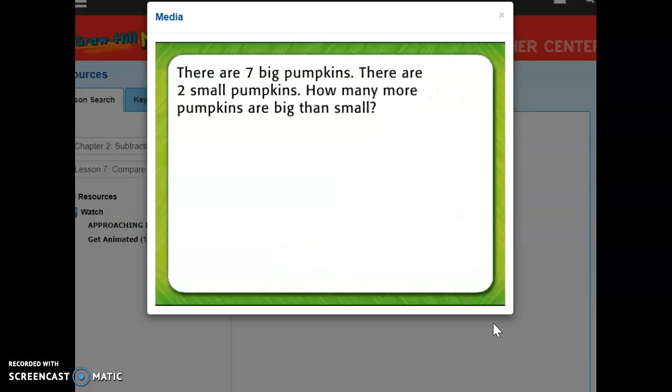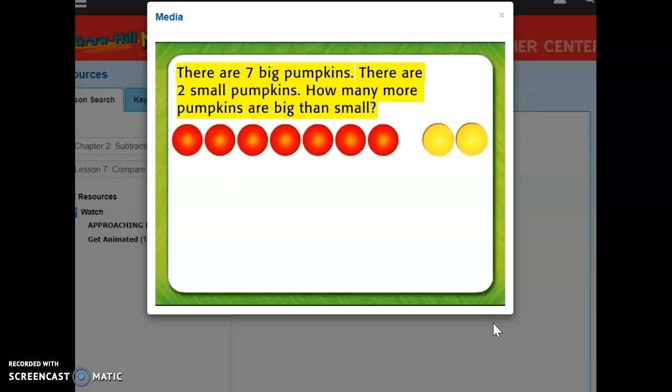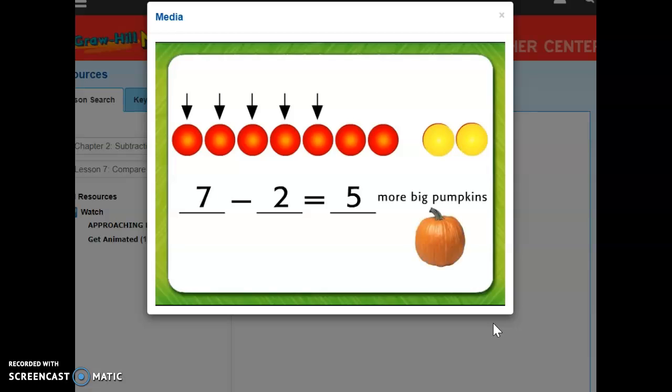Those characters to help write the subtraction number sentence for this family. There are 7 big pumpkins. There are 2 small pumpkins. How many more pumpkins are big than small? Write a subtraction number sentence. 7 big pumpkins minus 2 small pumpkins is a difference of 5 pumpkins. There are 1 big pumpkins.